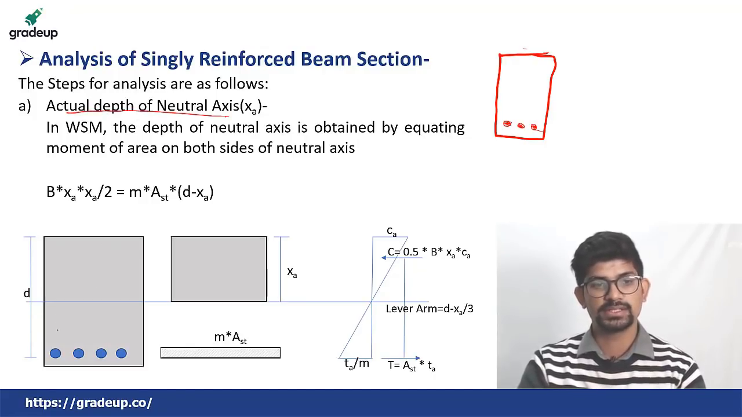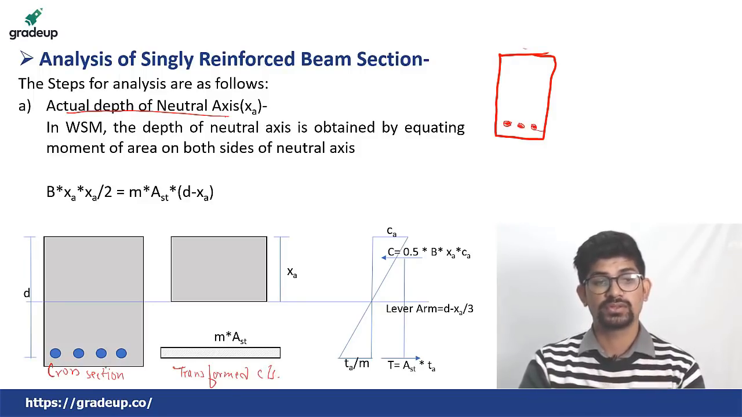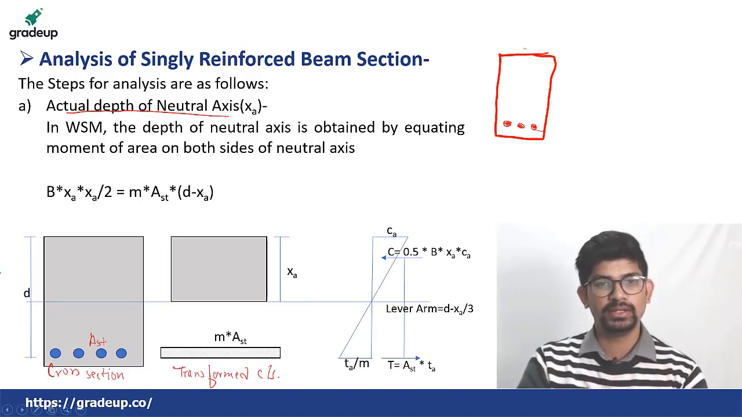As you can see here, this is the cross section of a rectangular beam, and this is known as a transformed cross section. This is the actual cross section of a rectangular beam with steel. This is Ast, these bars are the tensile steel, and this is the transformed cross section of the beam in which the concrete in tension has been neglected, as we are doing the analysis by considering the cracked section. In order to obtain the actual neutral axis depth, we'll equate the moment of area on both sides of the neutral axis, on the compression side and on the tension side.